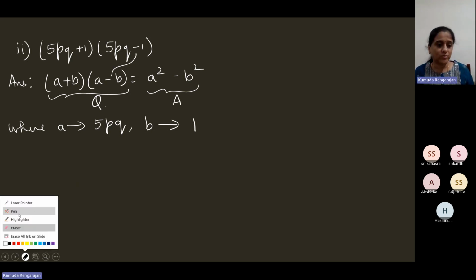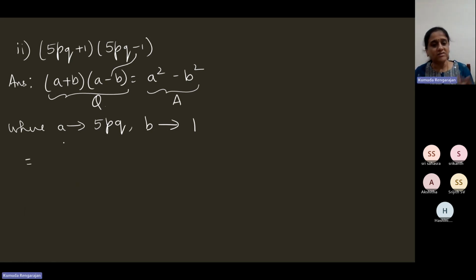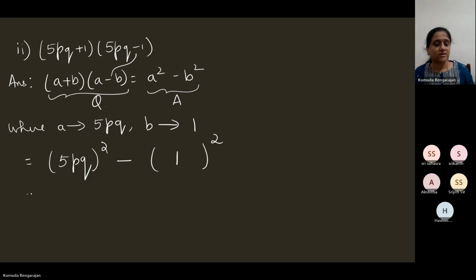Okay. So now we are supposed to write the answer here. The answer is a squared minus b squared. So a is this one, minus this is b. 25, 5 squared is 25. p squared, q squared. Everything in the bracket has to be squared. Minus 1.